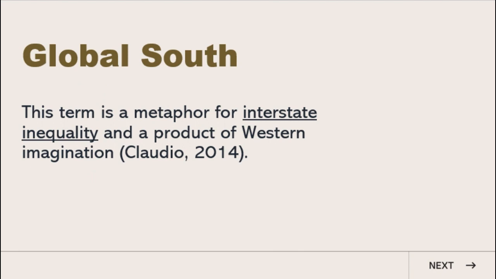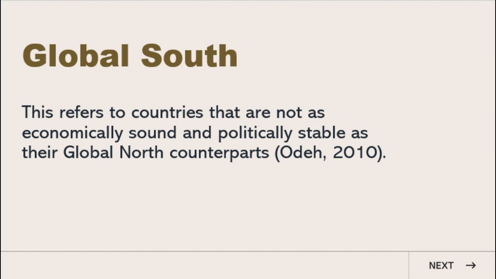And this inequality or interstate inequality is a product of Western imagination. So, why inequality? Because Global South is usually exploited and there are a lot more. We're gonna discuss it one by one. Some of these inequalities. So, who is Global South now? Well, this refers to countries that are not as economically sound and politically stable as their global north counterparts.